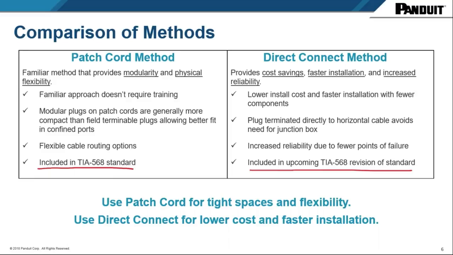And what we'll do from here is now take a closer look at what would determine which method you would use. A rule of thumb that we like to use is that the patch cord method is great for tight spaces and flexibility, if, for example, the device may have a chance of moving in the future. On the flip side, the direct connect method really is the best for lowest cost and fastest installation. And again, we'll take a look at one cost savings example at the end.